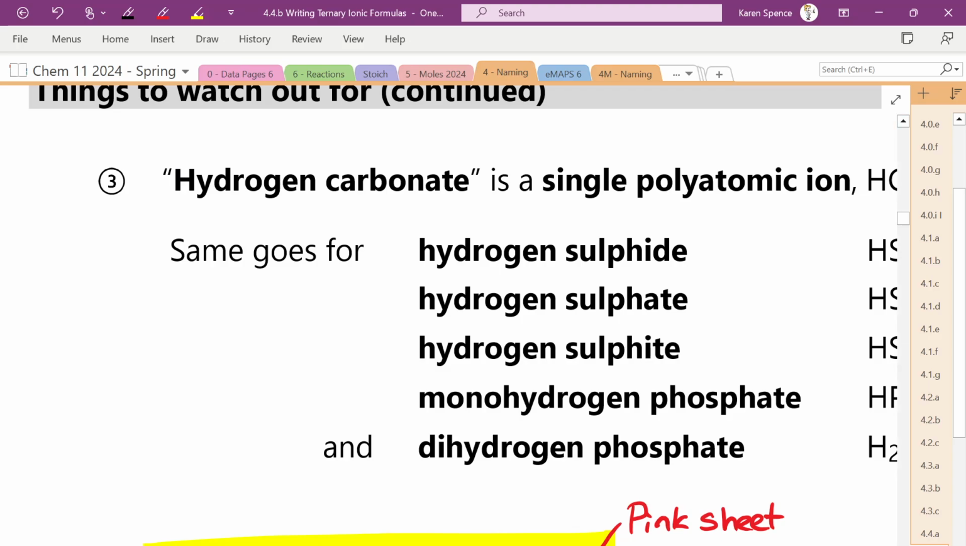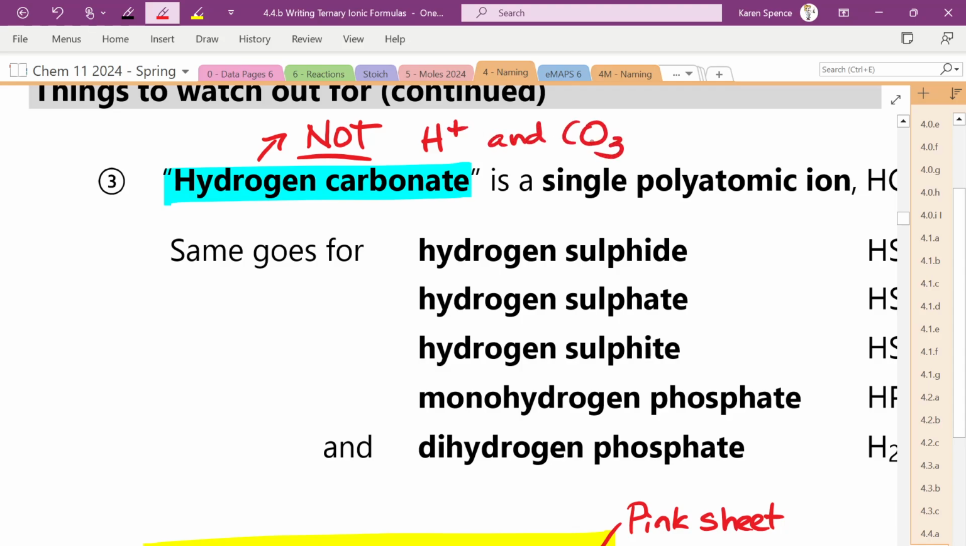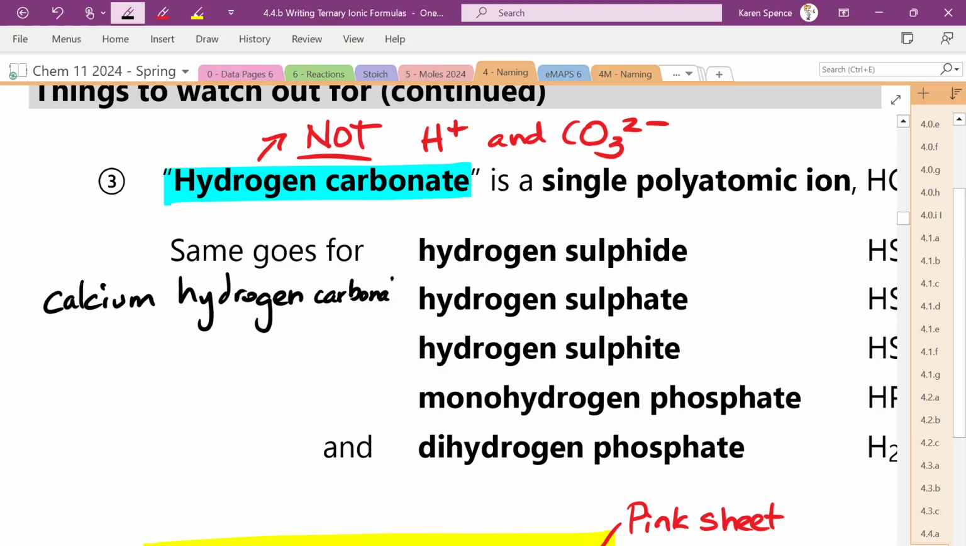Hydrogen carbonate. You'll only ever be given 2 ions. So hydrogen carbonate is not H plus and CO3 2 minus. Okay? If I give you, say, calcium, hydrogen carbonate, what's the symbol for calcium? Ca, and it's in column 2. What is its charge? 2 plus. Go look up hydrogen carbonate for me.